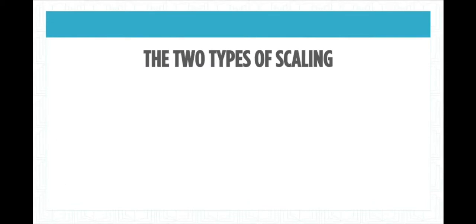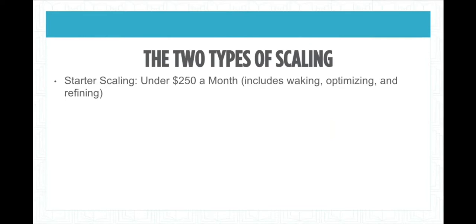So there are 2 types of scaling. Starter scaling is under that $250 mark per month. These are the initial steps I was talking about: waking up the ads that aren't working so well and making sure that things are optimized with a low bid, which is going to be better for profit, and making sure all of that is consistent. You are going to have a much better time doing those steps and not anything else.